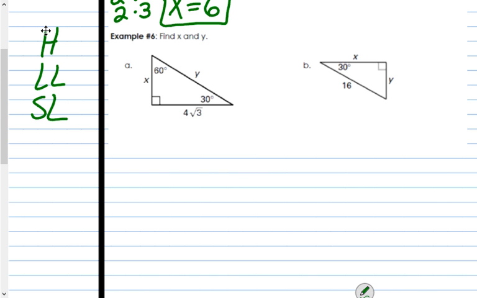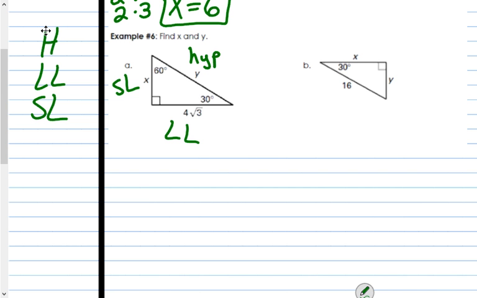Which side is the hypotenuse? Y. So it should be right here. Which side is the long leg? 4 square root of 3, and so that means this is the short leg, right? Again, we know that because the hypotenuse is across a 90-degree angle, the long leg is across a 60-degree angle, the short leg is across a 30-degree angle. So they want us to find x and y. Okay. So y is the hypotenuse.